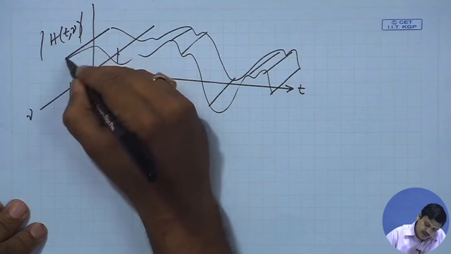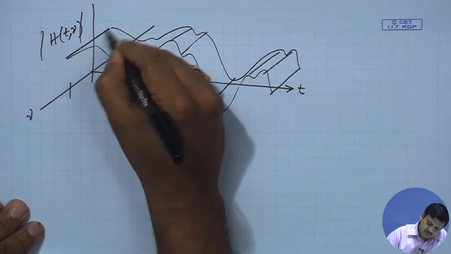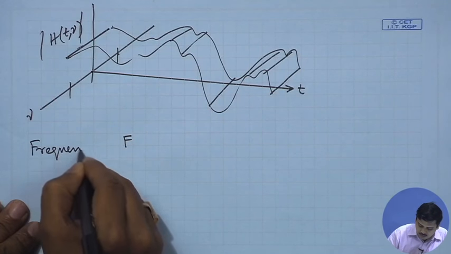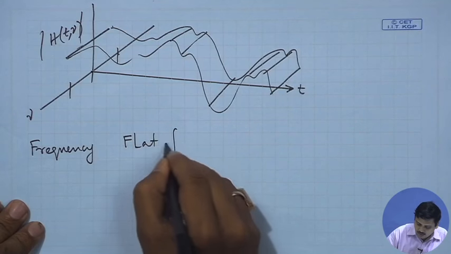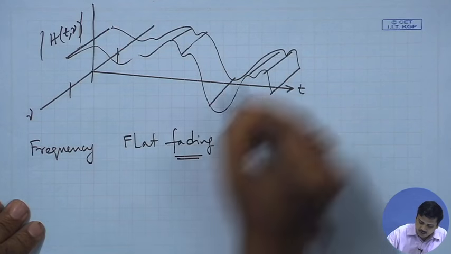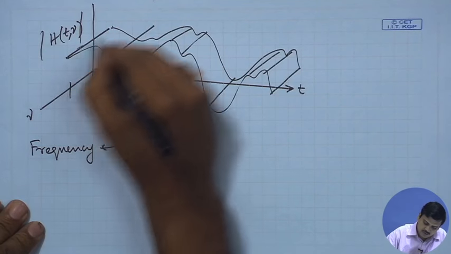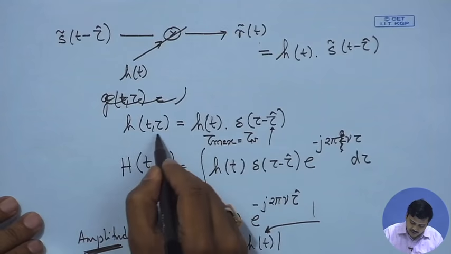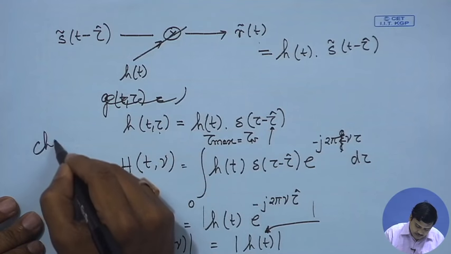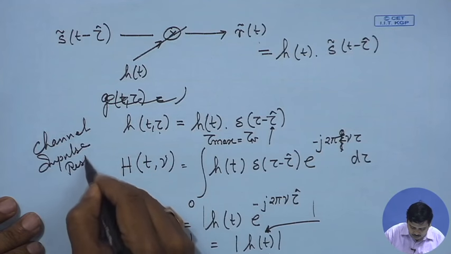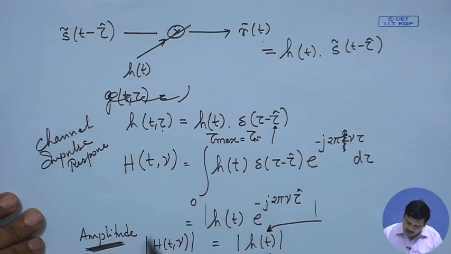Now, since across the bandwidth there is no fluctuation in the amplitude, this is aptly known as frequency flat fading. Why fading? Because there is time domain fluctuation. Why flat? Because in the frequency domain there is flat. And why is it flat? As we have clearly seen, if we take the Fourier transform of this channel impulse response, we get a situation which is independent of frequency, if we take the amplitude of it.